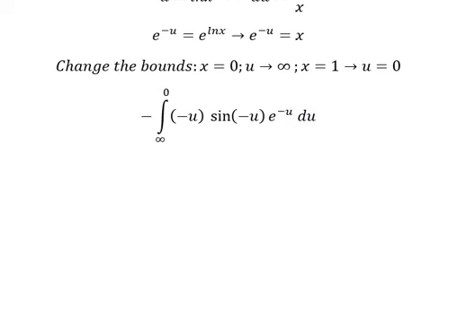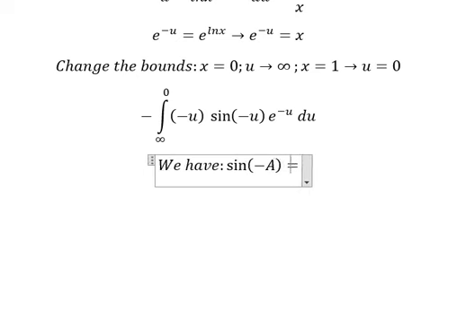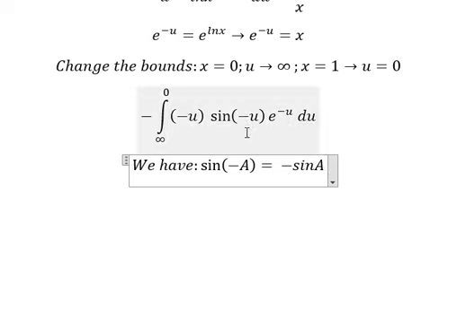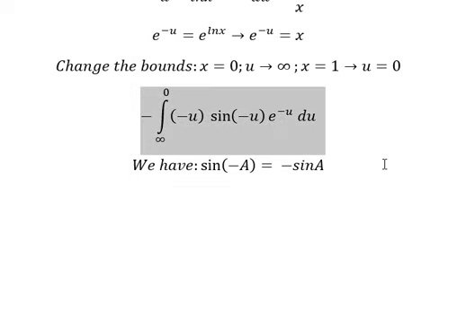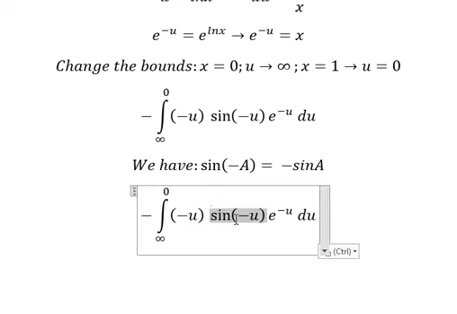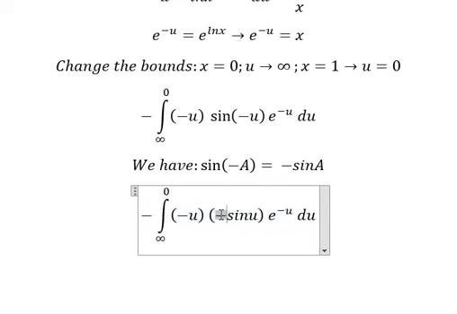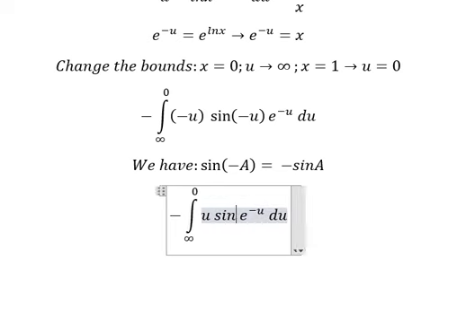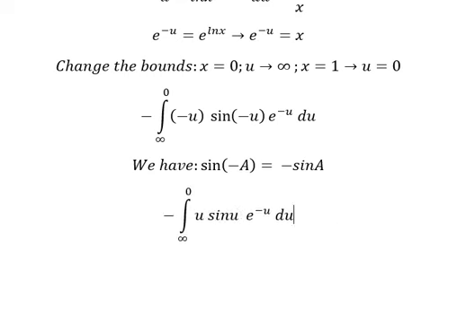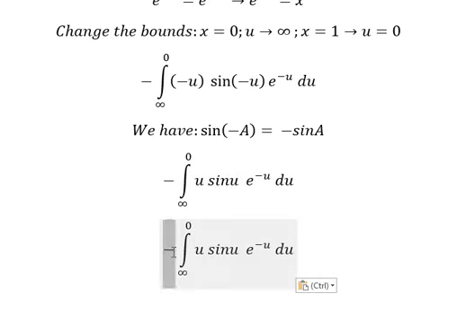Next we have the formula in here. Sine of negative u, we have negative sine u. So negative and negative we simplify. Next, because we have the negatives, we can swap the top and the bottom together.